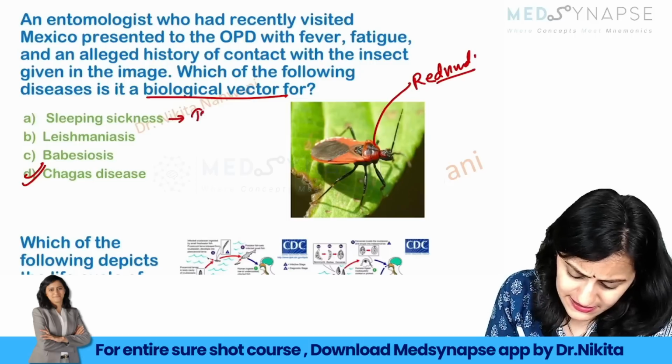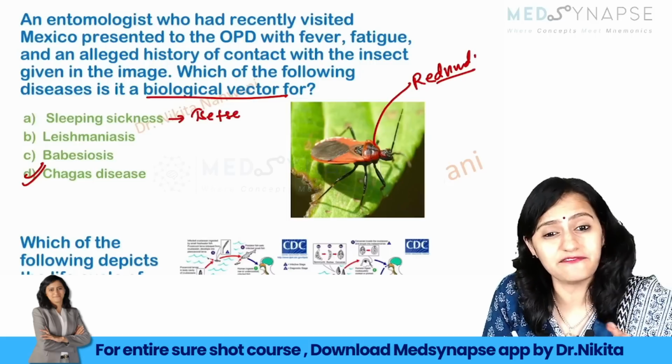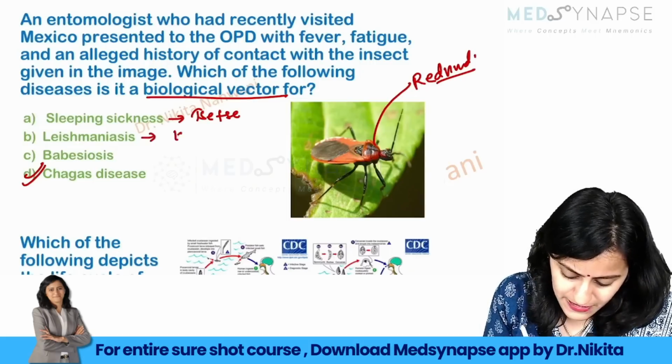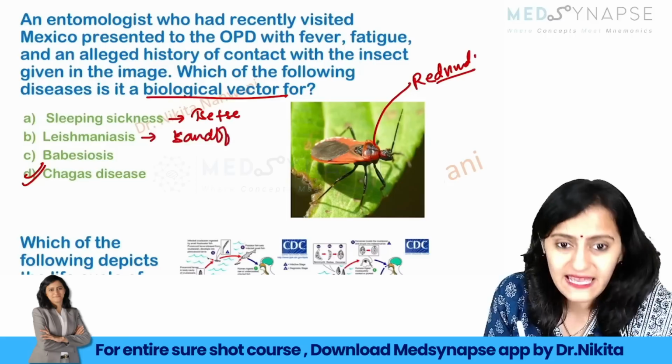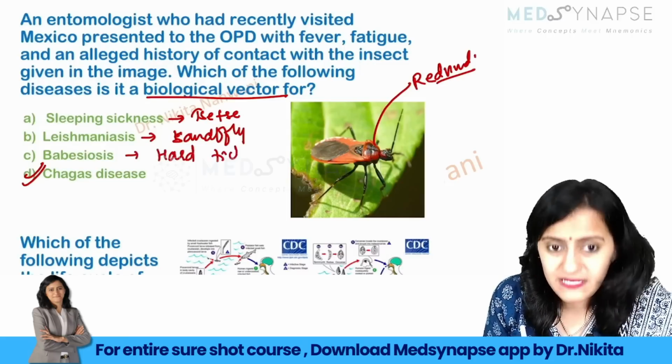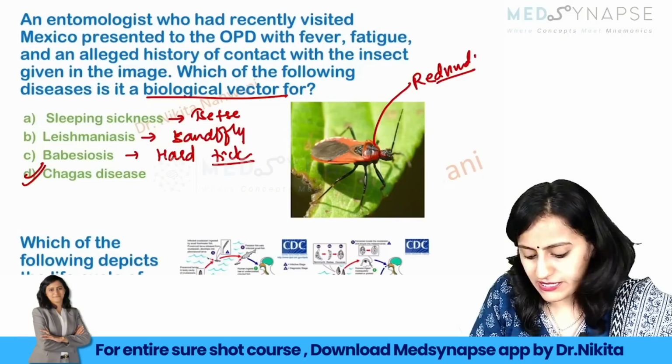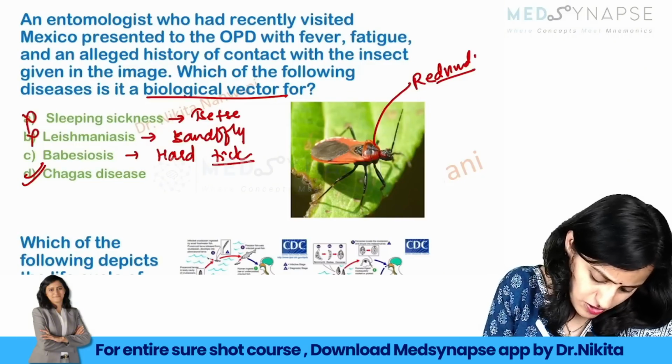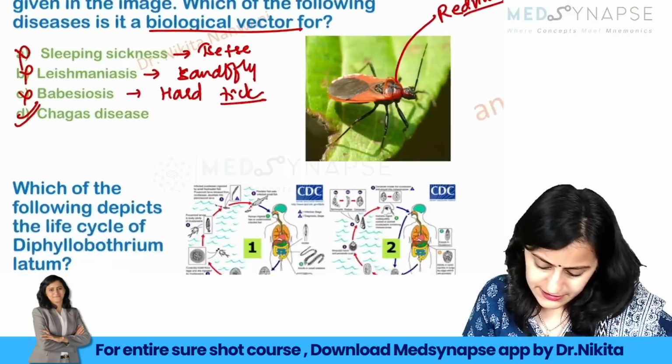Sleeping sickness is Tsetse fly. This is not the Tsetse fly, we had seen that. Leishmania is Kala-azar Sandfly, there is no hairy appearance either. Babesiosis, hard tick, that is not there either. Right? So no pointed end either. So even by ruling out the options, we come to the Chagas disease.